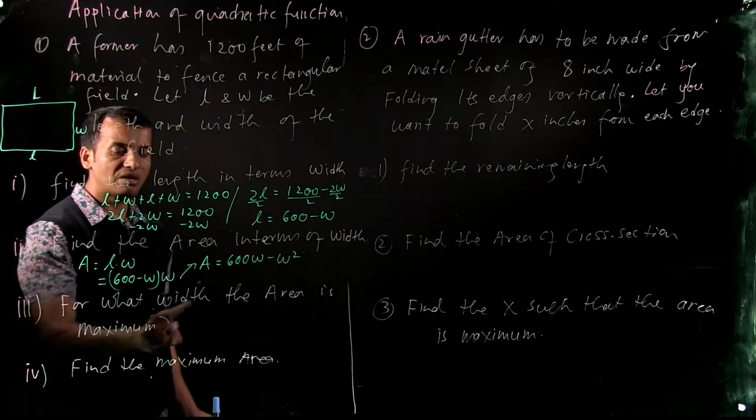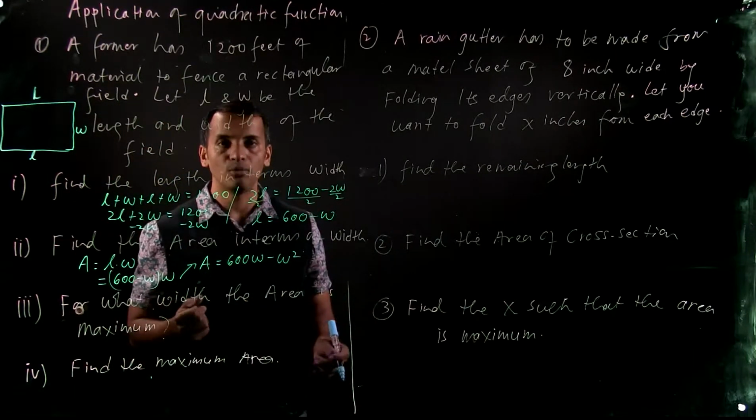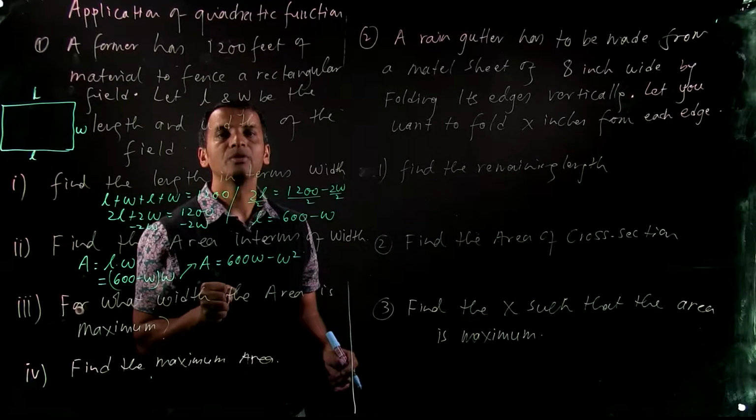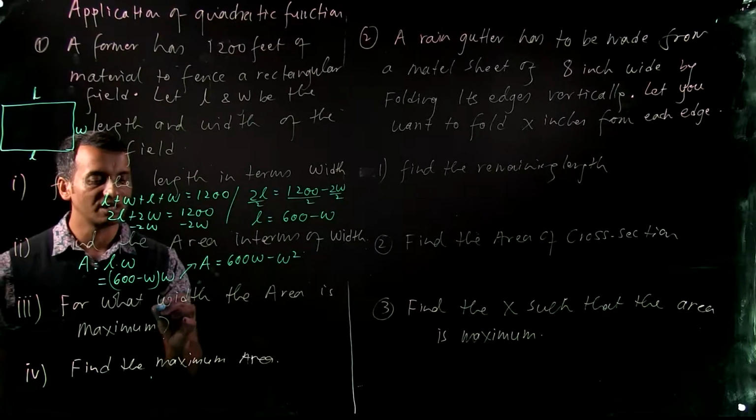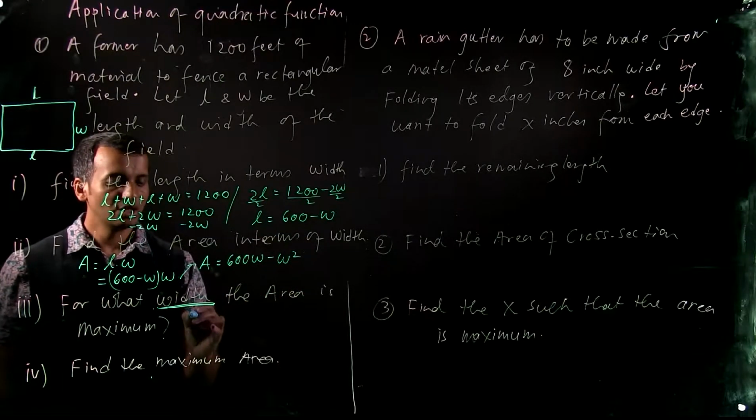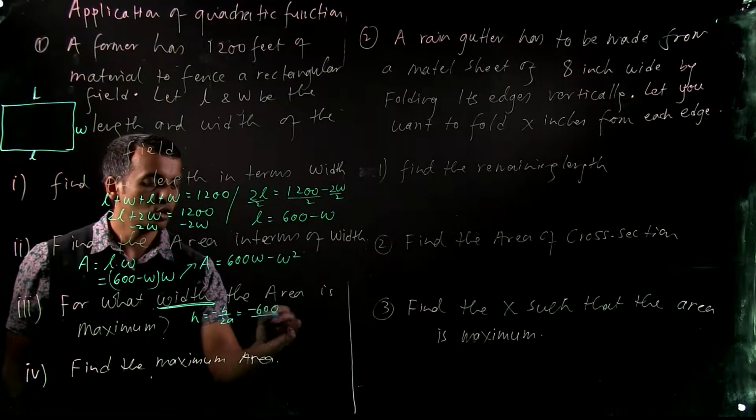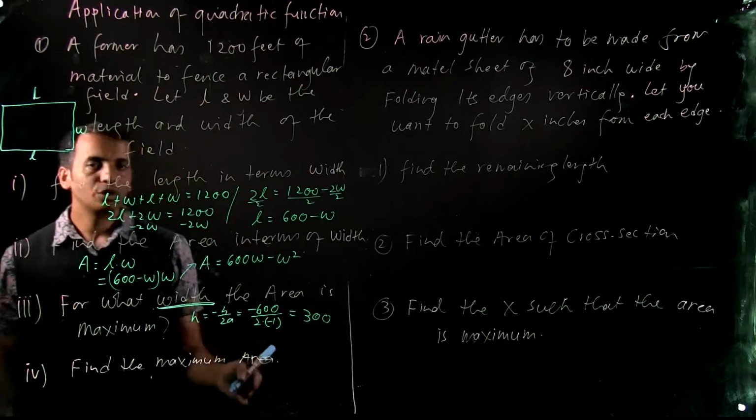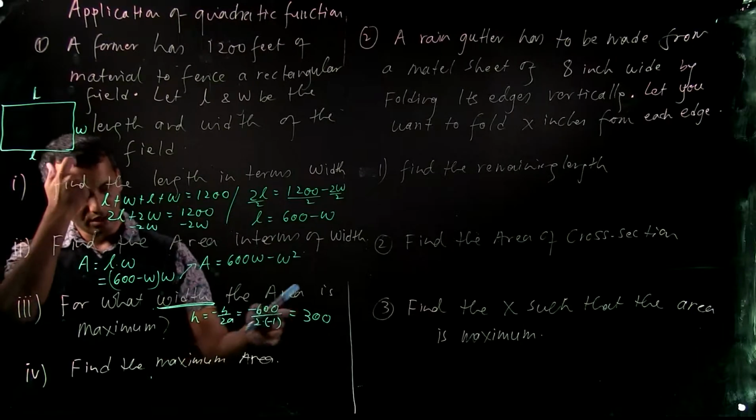The third question is for what width the area is maximum. Since it asks for what value of W the A is maximum, to find the max or min of a function you find the vertex. You want the x value of the vertex, because it asks for the width. A is a function of W. So h is negative b over 2a. Negative 600 over 2 times negative 1, which is negative 600 over negative 2, is 300. So if the width is 300, then the area will be maximum. The width is 300.